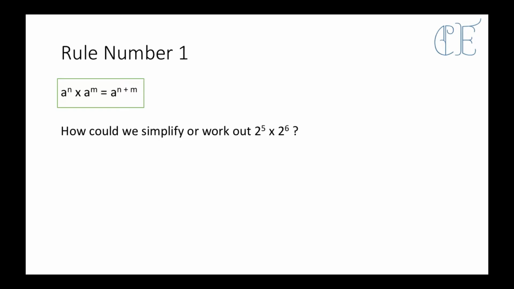So here is an example of a question. How could we simplify or work out 2 to the power of 5 times 2 to the power of 6? Now if we look at the rule over here, we can see that whatever number is here and whatever number is here, as long as these numbers are the same, so these are both an A, and here these are both a 2, as long as they're the same, we can just add these two powers together. Can you see? You can just add those two numbers.